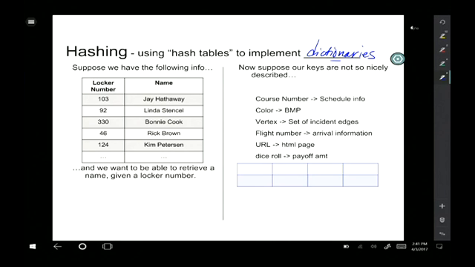Okay, I have here a baby example, but I think it's meaningful. So these are locker numbers in a high school, say, and these are my friends. Okay, these are my friends from high school. I don't know where they are now. So our objective is to be able to retrieve a name given a locker number. All right, so how would you implement that? If this is your objective, how would you implement it?